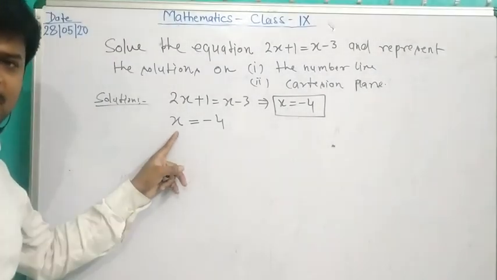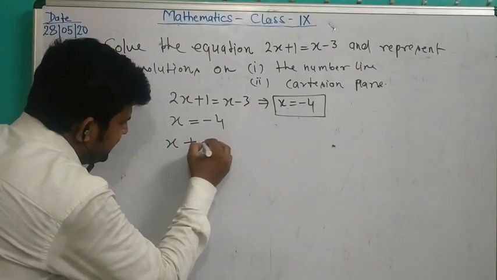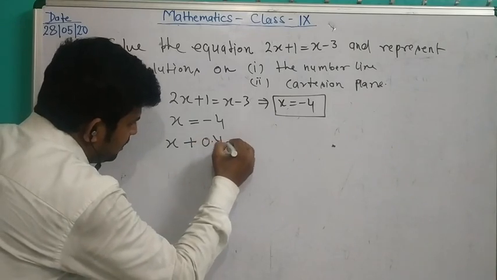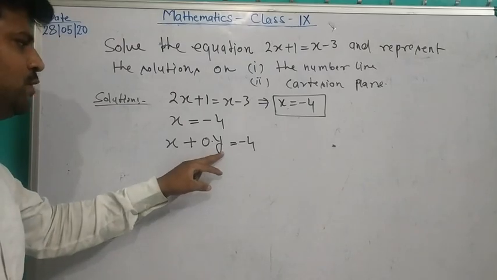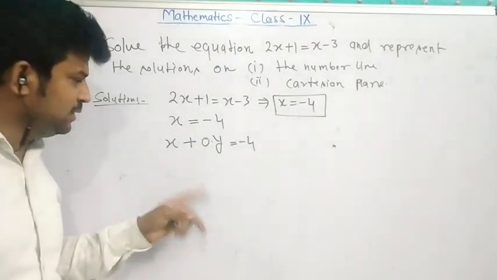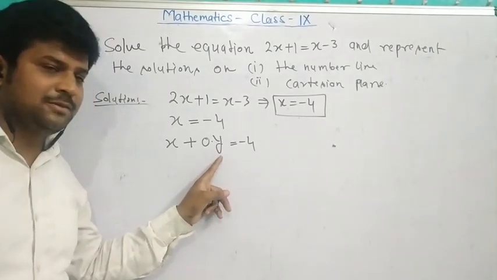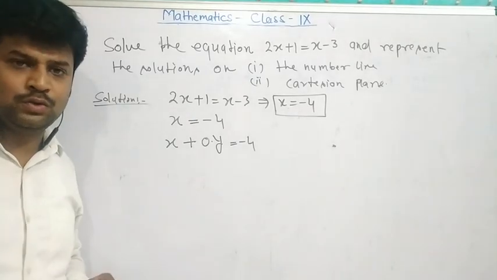The coefficient of x is 1. Then we can write it in the form x plus 0 into y is equal to minus 4. This is the form of a linear equation in two variables. The first variable is x and the second variable is y. This is the form of a linear equation in two variables.